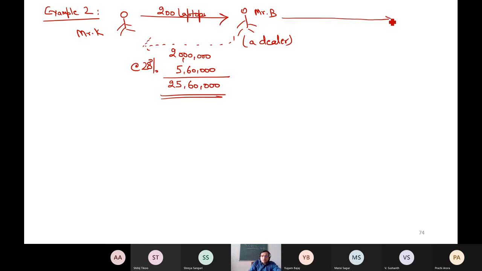Now, when he has supplied the laptops, maybe 180 laptops he has supplied at 12,000 rupees. Maybe I have supplied 180 laptops at rupees 12,000. So total value becomes 21 lakh 60,000. And here also, for example, GST is 28%. So it becomes how much? 6 lakh 4,800. Now this is the value.